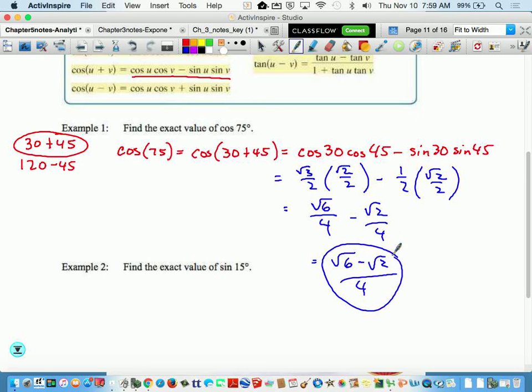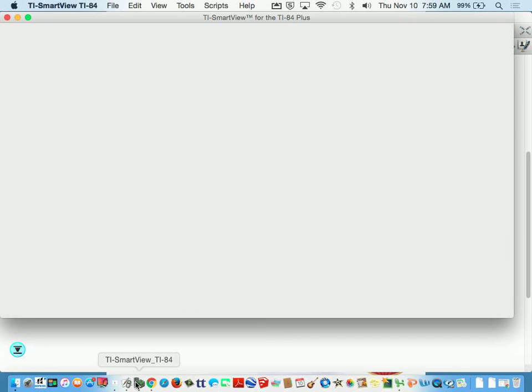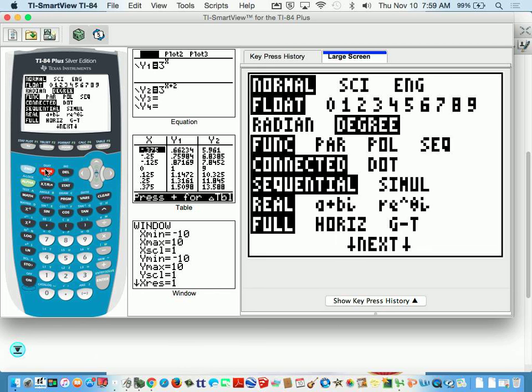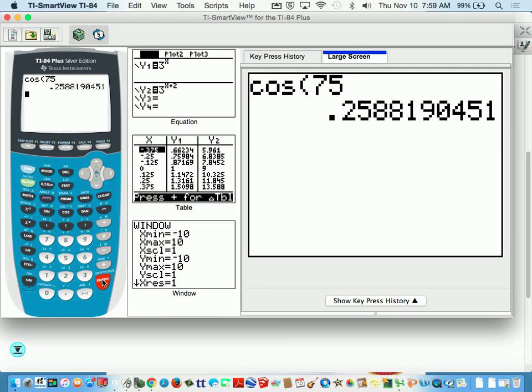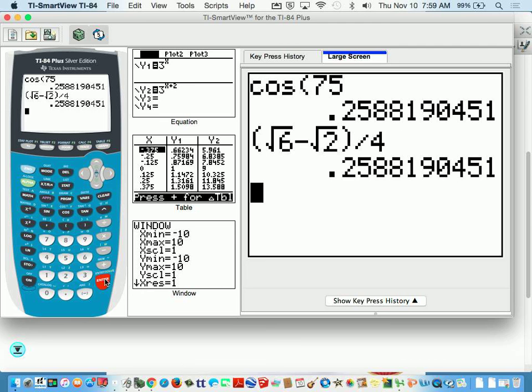So what they'll always say is find the exact value. So what we're going to do is double check that we have this right. So I go to my calculator, make sure you're in degree mode. So what is the cosine of 75? 0.2588. So now I'm going to type in the square root of 6 minus the square root of 2 divided by 4. Should be the same decimal, and it is. So it definitely worked.